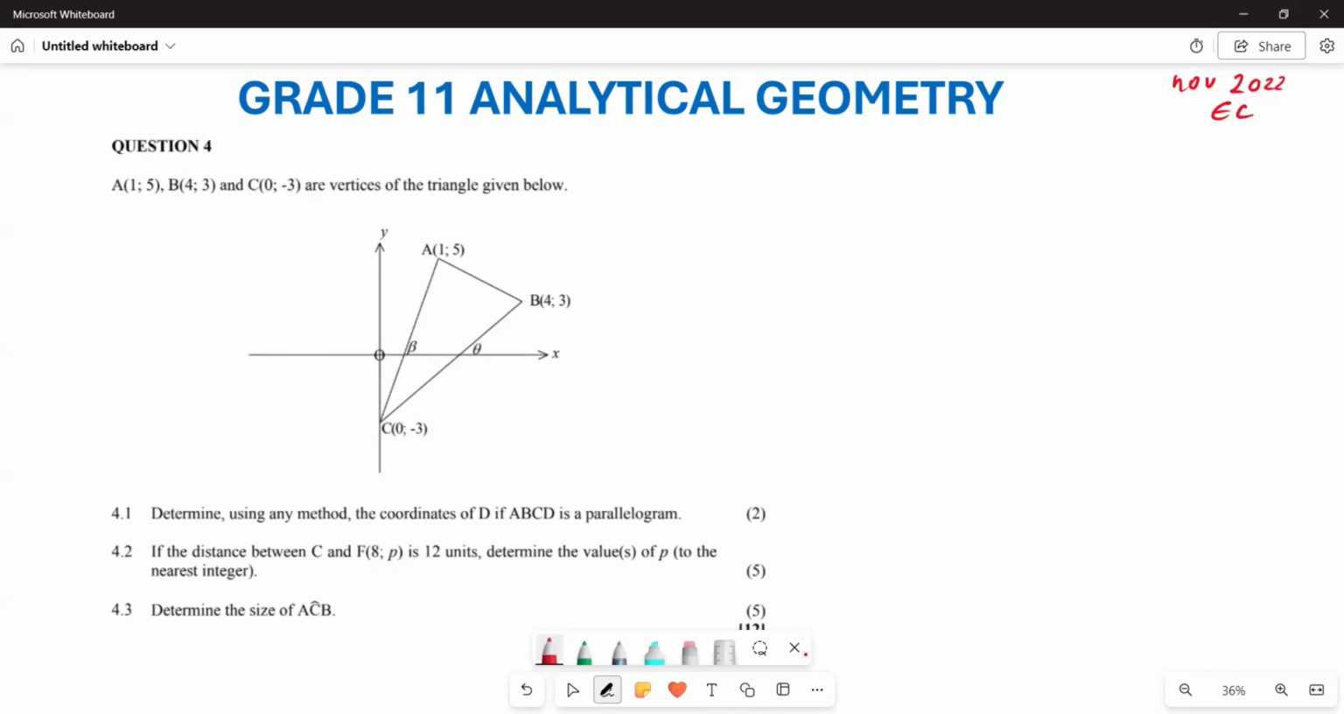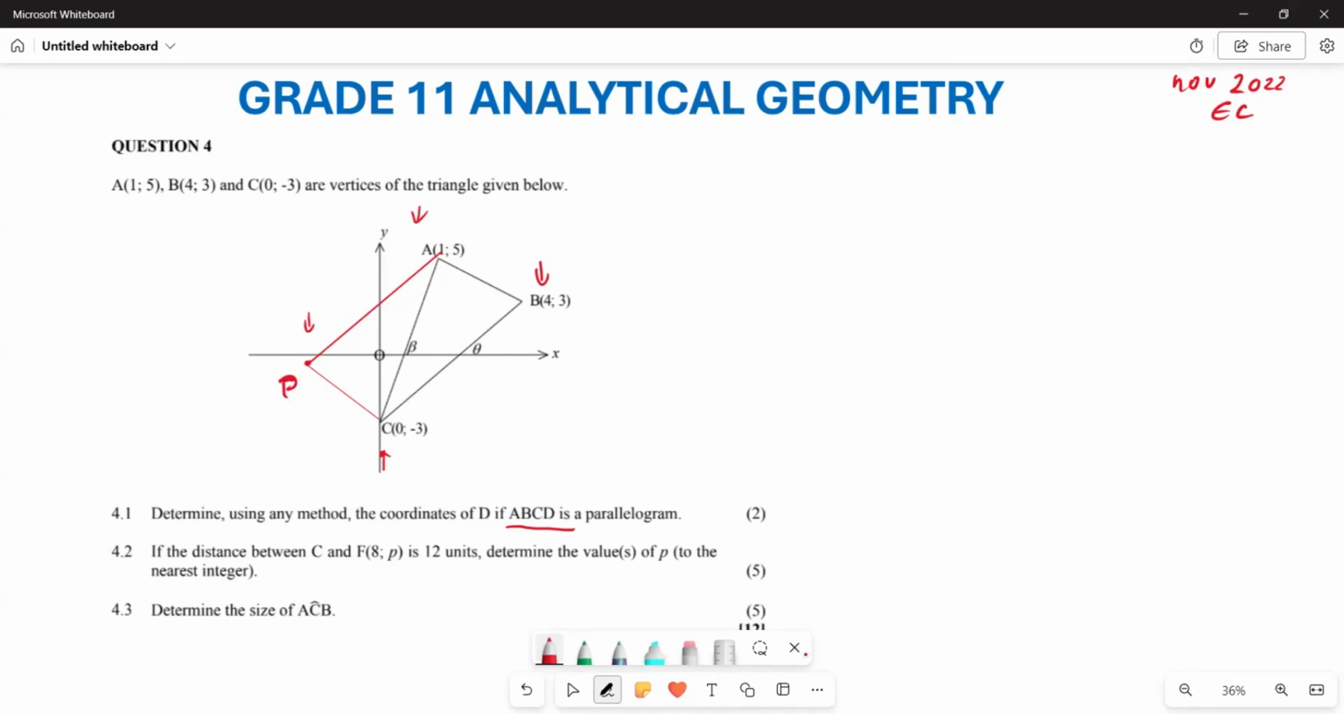Now, question 4. They are giving us the coordinates of A, B, and C, which are the vertices of your triangle. The first thing that they require us to do, they say determine, using any method, the coordinates of D, if ABCD is your parallelogram, right? So you are having your D here, your coordinate of D.